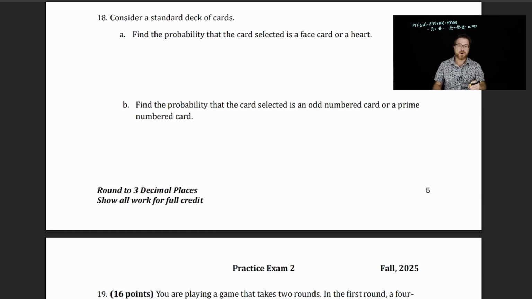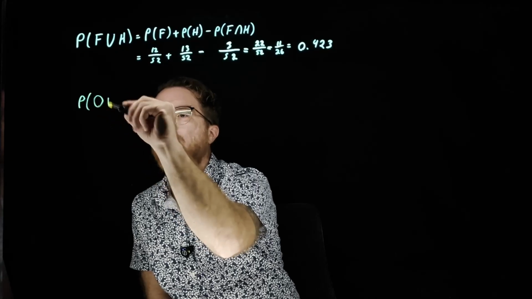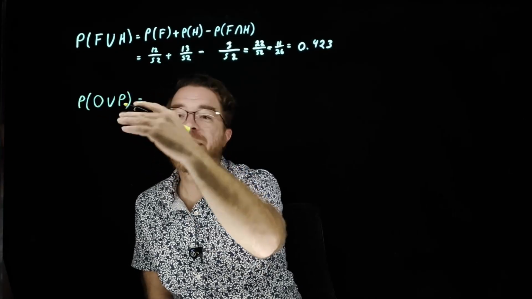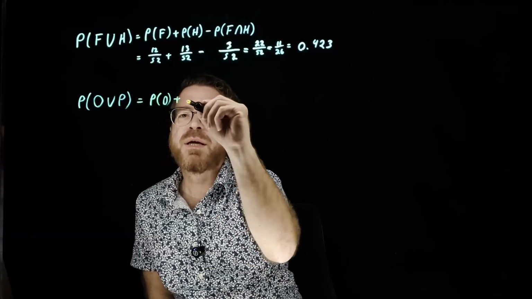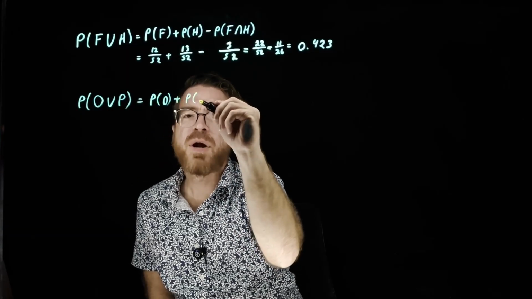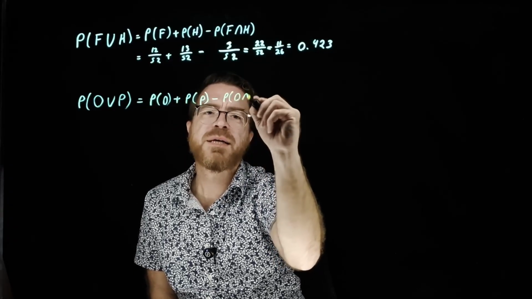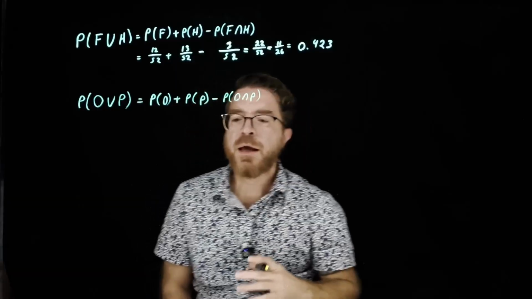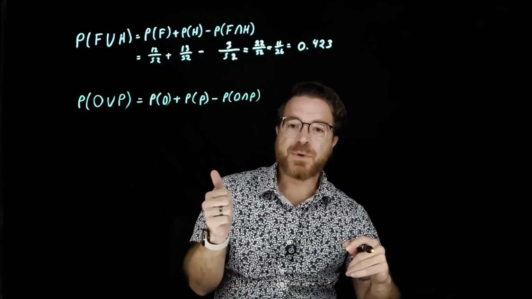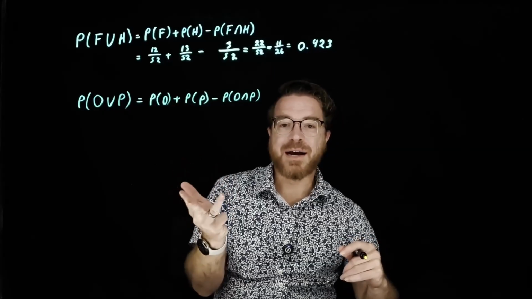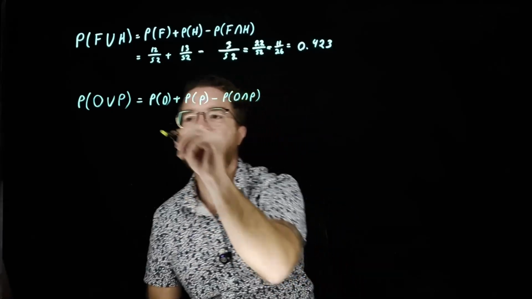The next problem asks us to find the probability that the card selected is an odd numbered card or a prime number card. So we want the probability of odd or prime. If we look again at our addition rule, this is going to be the probability of finding an odd card plus the probability of finding a prime card minus the probability of odd and prime. So if we look at which odd cards we have, we've got the 3, the 5, the 7, and the 9. And we have 4 suits of those, so we have a total of 16 odd cards.